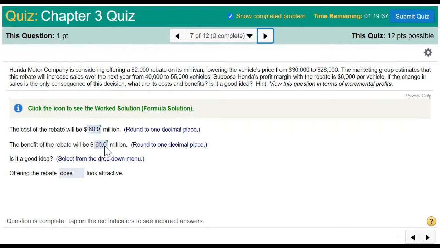I told you that happens with my lab. The last 2 times that we've done this, it was the other way around. Now, the benefit is higher. So it's beneficial. Offering the rebate does look attractive because it's higher. We've made more money. This is what we made. This is what it's costing us. So net, we've made $10 million for the firm, which is a lot of money for a car company.